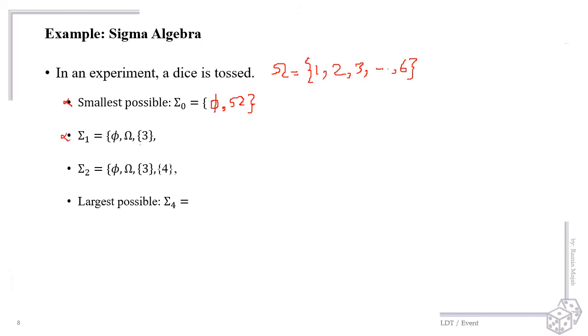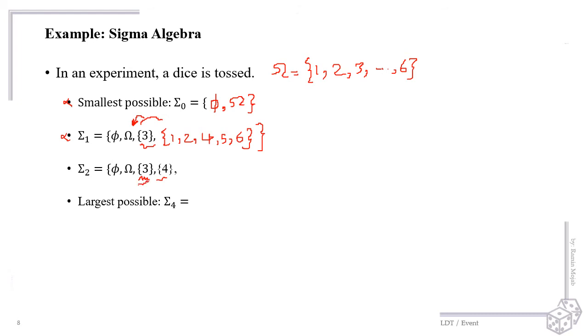Here we have an extra member. Its complement is 1, 2, 4, 5, and 6. Their union is omega, which is a member, and you can check that all other axioms are true here, therefore it's a sigma algebra.